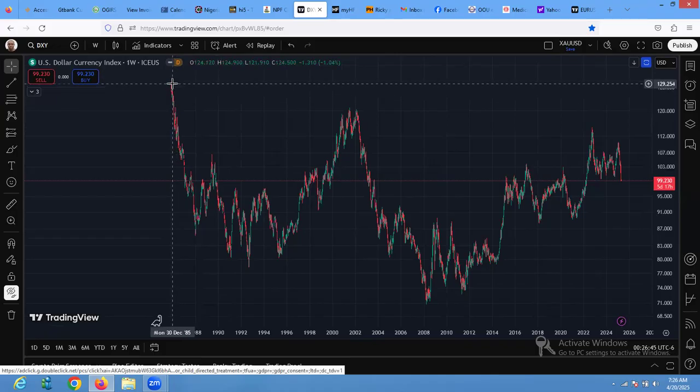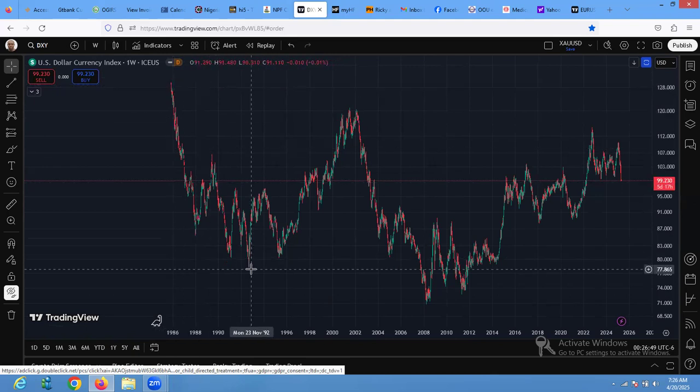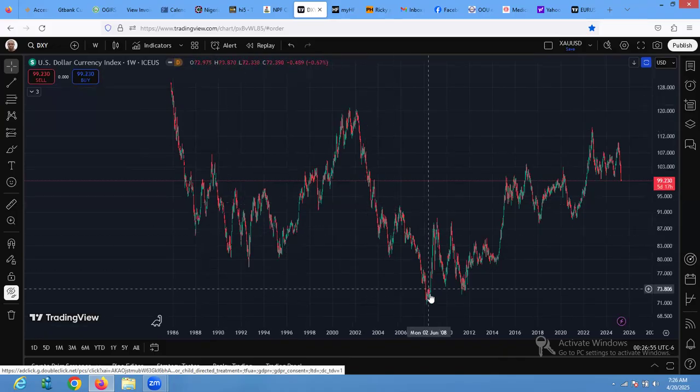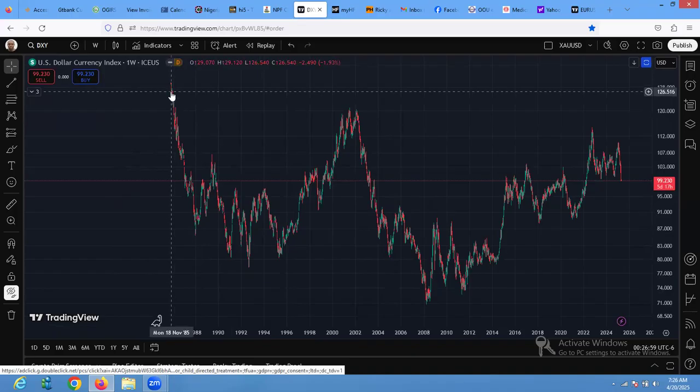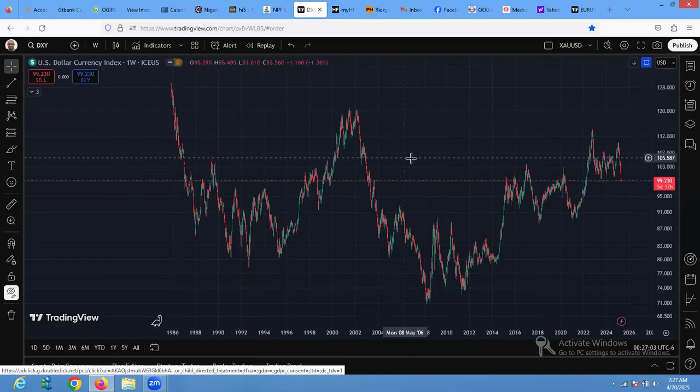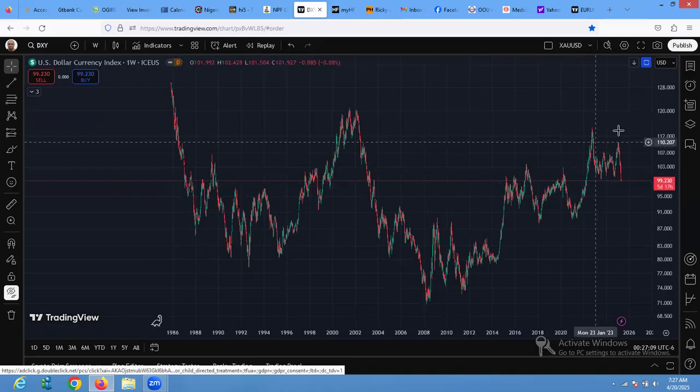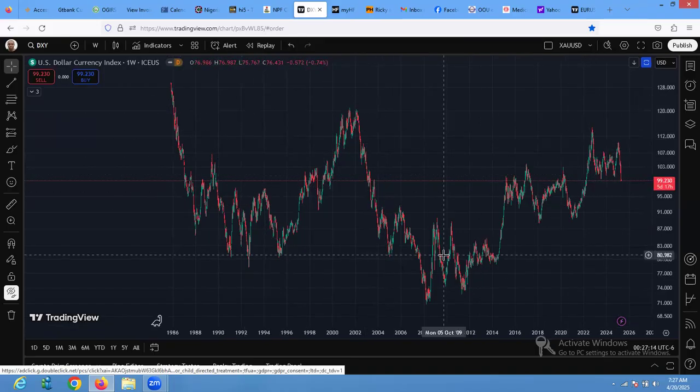So from here, it has been like a three-wave move to the downside, an A, B, and a C. We can see an A, B, and a C, this big wave to the downside. This one started here, they captured 1985 till 2007 or 8. Now, this has been corrective in respect to this move.